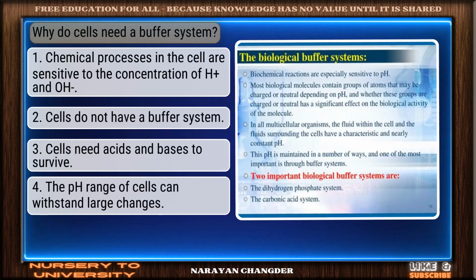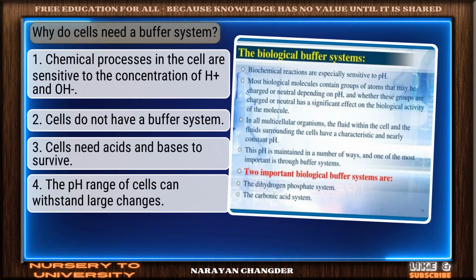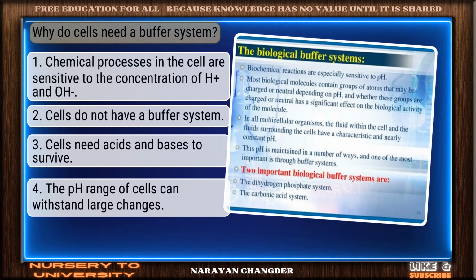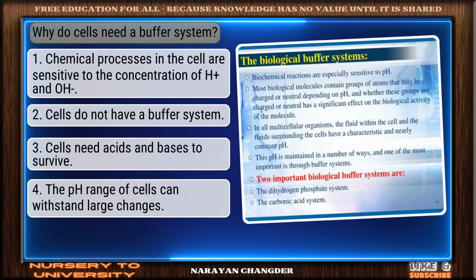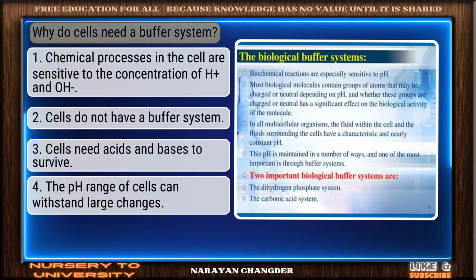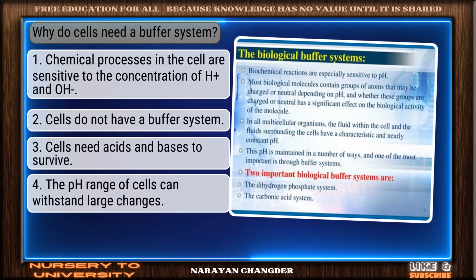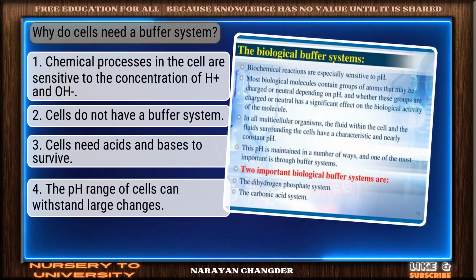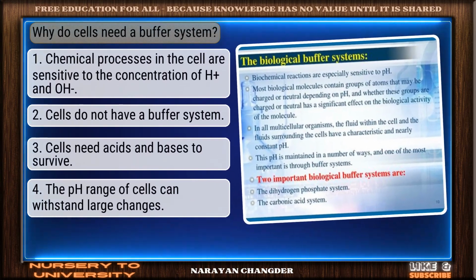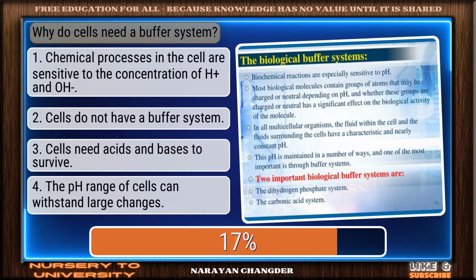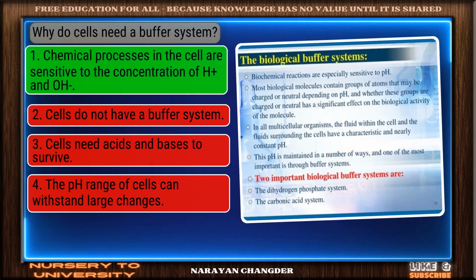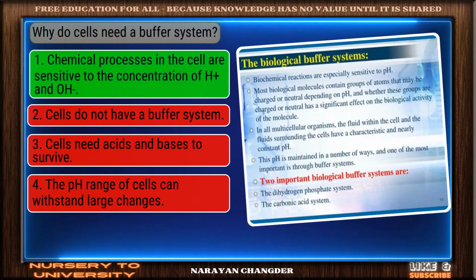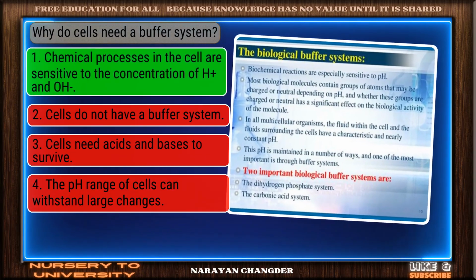Well done! Why do cells need a buffer system? Option 1, chemical processes in the cell are sensitive to the concentration of H+ and OH-. Option 2, cells do not have a buffer system. Option 3, cells need acids and bases to survive. Option 4, the pH range of cells can withstand large changes. Exactly, chemical processes in the cell are sensitive to the concentration of H+ and OH-.